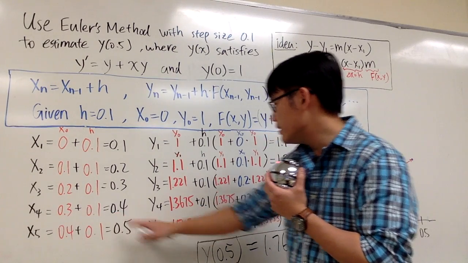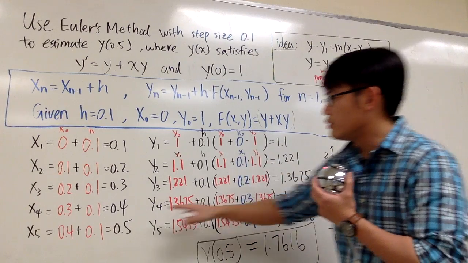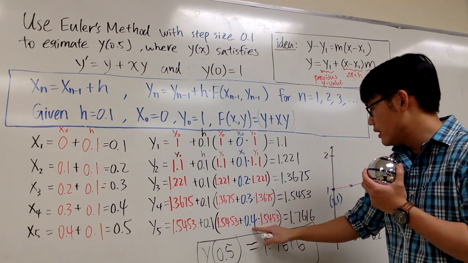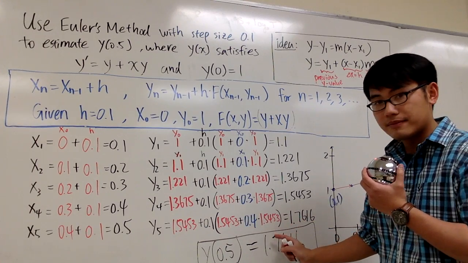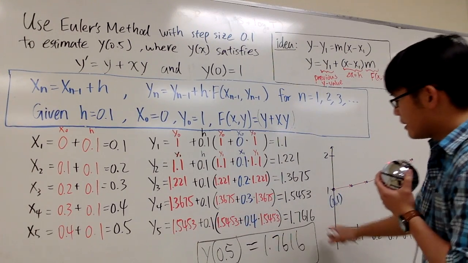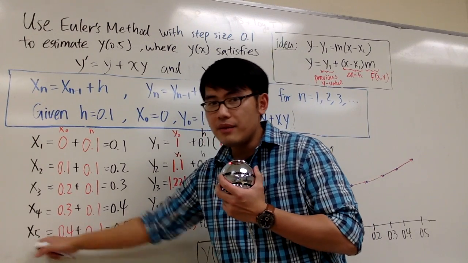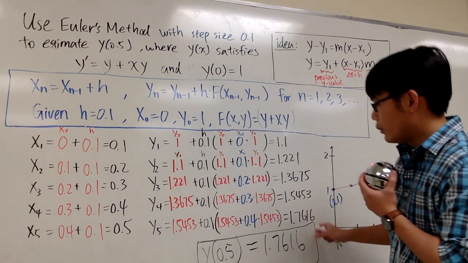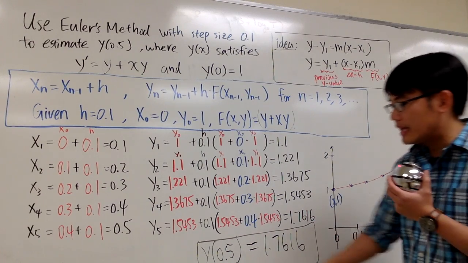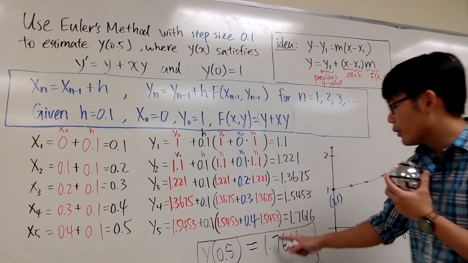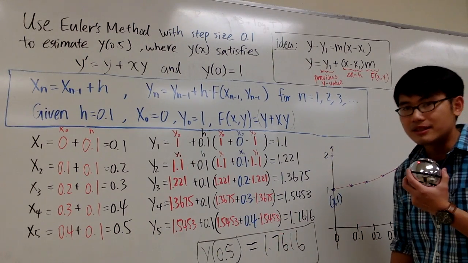I will have to plug this and that into the y and x. So 0.4 goes right here, and then 1.5453 goes into these two y's. Use a calculator, I get my answer. And finally, we know because we are at x5, which is 0.5, and we get the y5, which is 1.7616, we must have y of 0.5 being equal to 1.7616 by Euler's method.